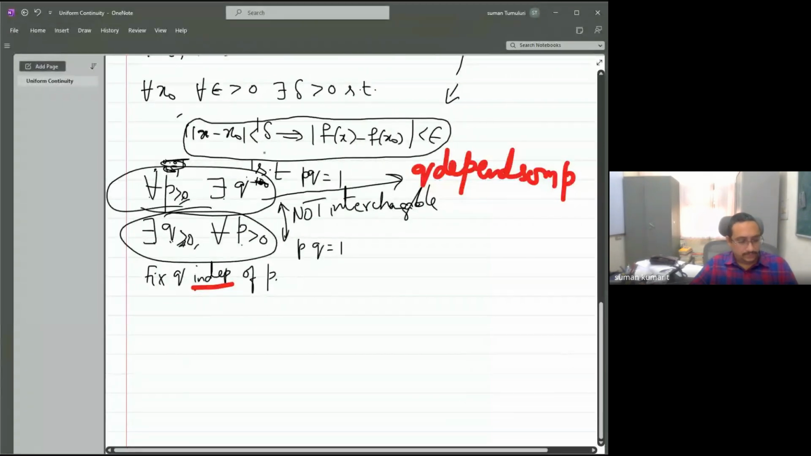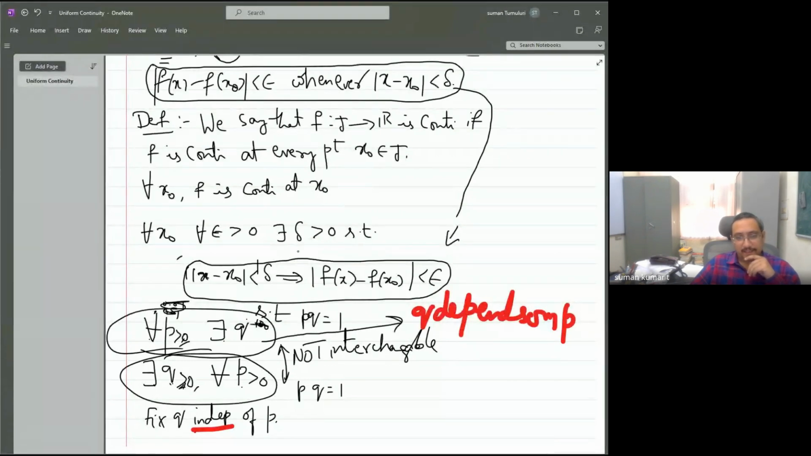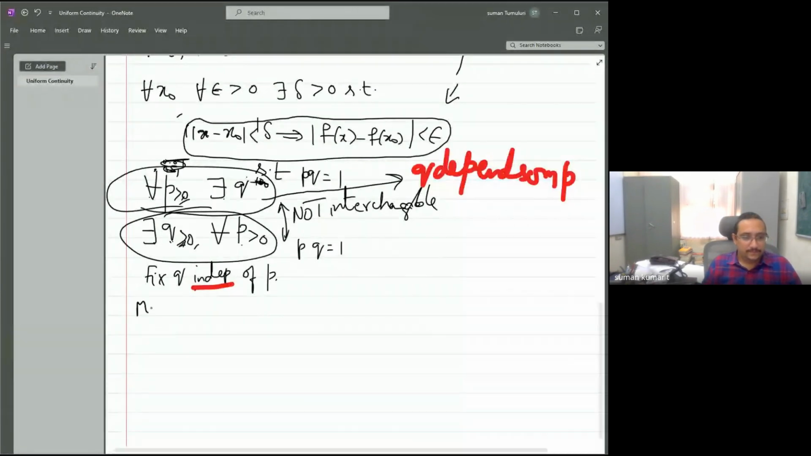We have written that for every x naught, for every epsilon, there exists delta. That means from our discussion, this delta depends on both x naught as well as epsilon. If I change x naught, this delta changes. Or if I change epsilon, this delta changes. So the moral of the story here, from the discussion so far, is that this delta depends on x naught and epsilon.